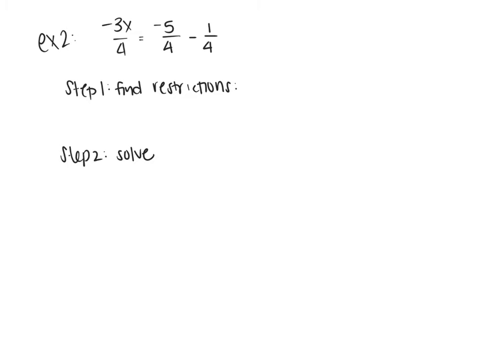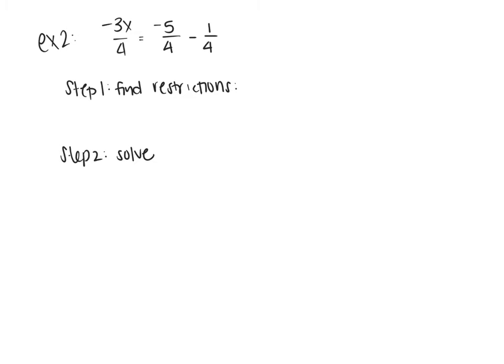So for example 2, I've got something different. I now have one fraction equals fraction minus fraction, or in some cases, fraction equals fraction plus fraction. I cannot do the cross product property here when I have three different fractions. That only works for fraction equal to fraction. So these are going to look a little different.